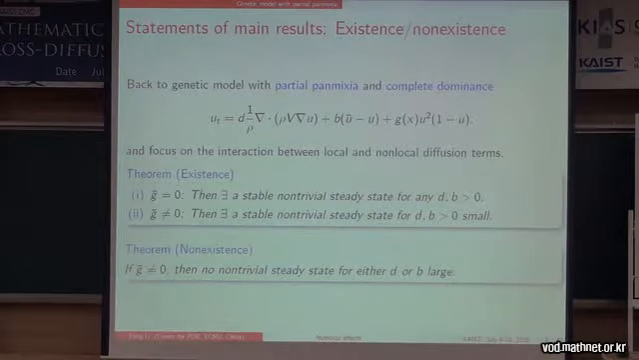So I'll try to show you some results we have about existence and stability, and during the statement of our results, I hope you can focus on the role played by the local diffusion rate and the non-local diffusion rate, small d and small b. Basically, because the purpose for us is to try to understand the interaction between local and non-local diffusion terms here.